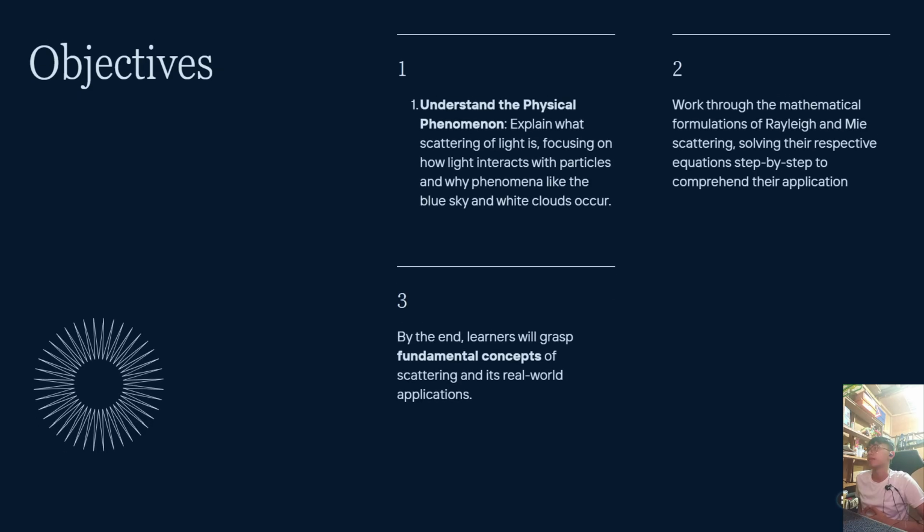Understanding the physical phenomenon. Explain what the scattering of light is, focusing on how light interacts with particles and why phenomena like the blue sky or why clouds look white. Next, work through the mathematical formulations of Rayleigh and Mie, and the third type of scattering, we'll get to that later, solving the respective equations step by step to comprehend their application. And lastly, by the end of this presentation, learners will grasp the fundamental concepts of scattering and its real-world applications.